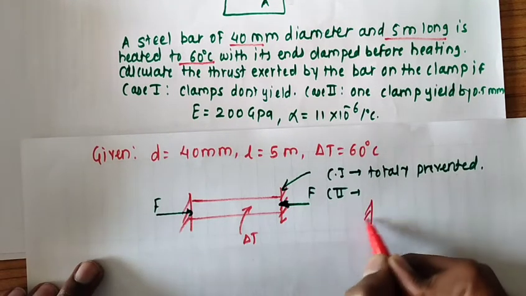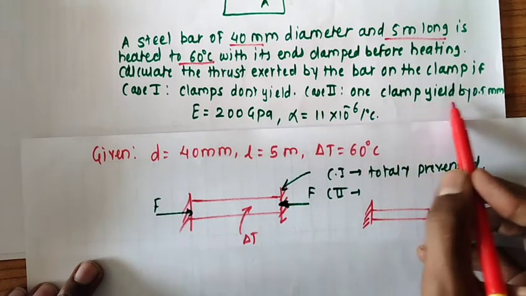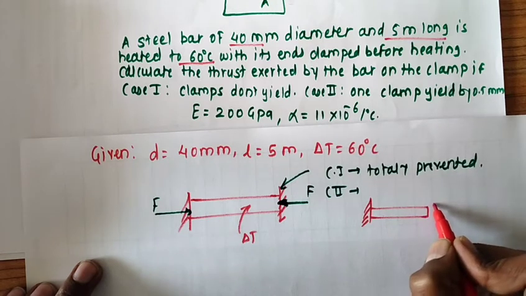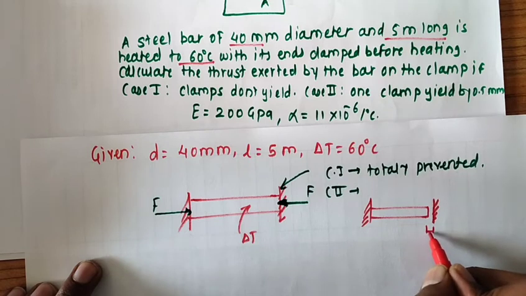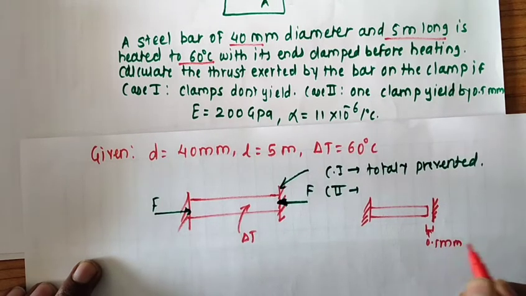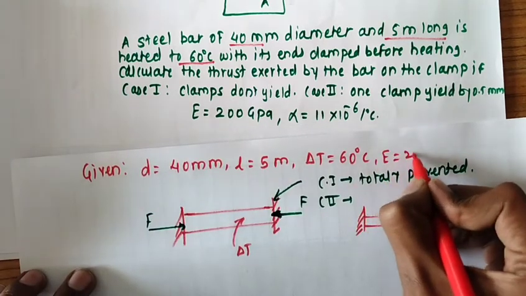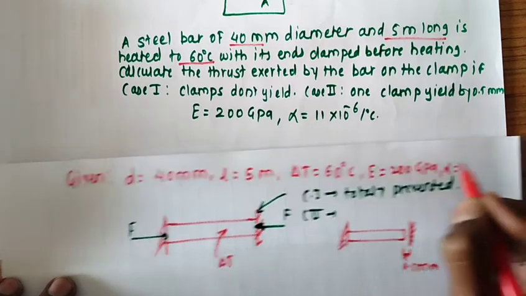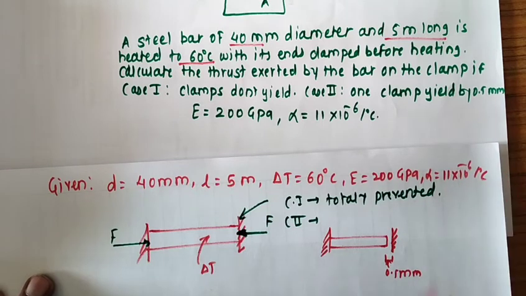like this. This is your support here. This is your bar. What happened? One clamp yields by 0.5 mm. So initially the support is here, but due to heating, one clamp yields by 0.5 mm. The support gets yielded, and this gap is equal to 0.5 mm. So this is your second case. Also, the value of E is 200 GPa and alpha is equal to 11 into 10 raised to minus 6 per degree Celsius.